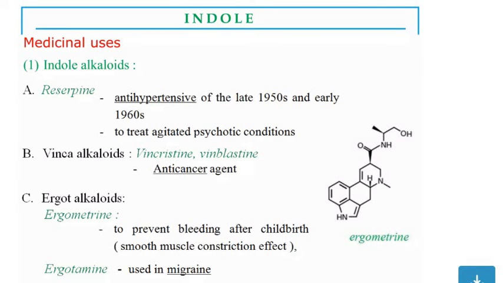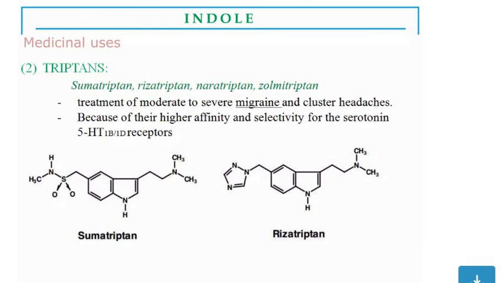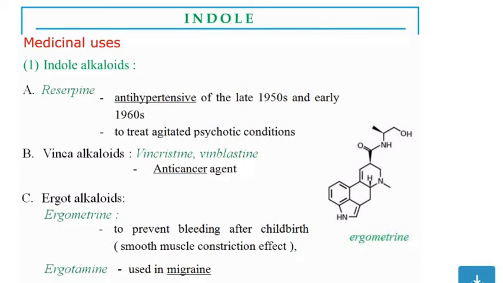Now, medicinal uses. Reserpine, an antihypertensive of the late 1950s and early 1960s, used to treat agitation and psychotic conditions. Vinca alkaloids, you can see vinblastine, an anti-cancer agent, and ergot alkaloids. Ergometrine is used to prevent bleeding after childbirth, with a smooth muscle contraction effect. This is the structure of ergometrine. Ergotamine is used in migraine.